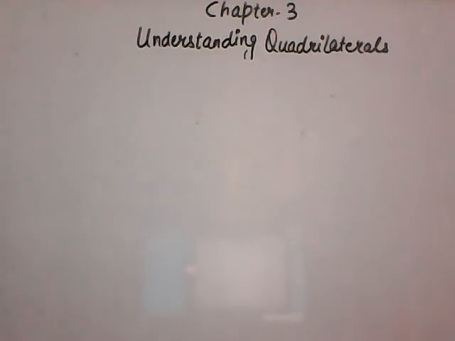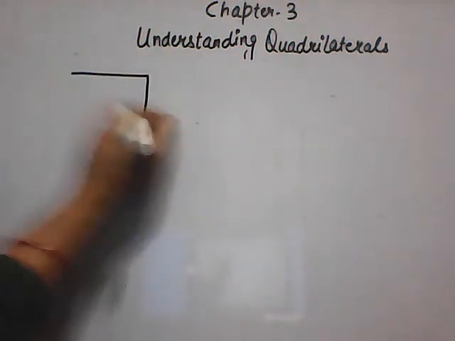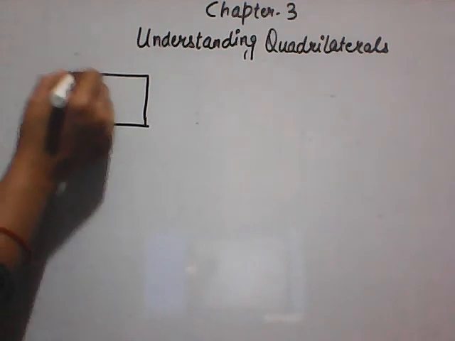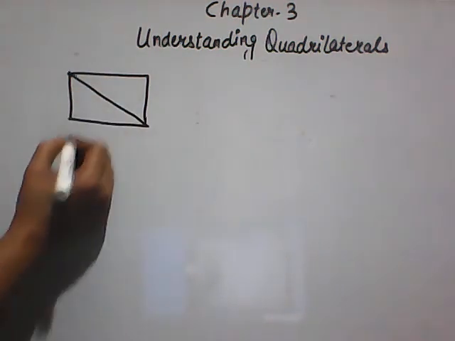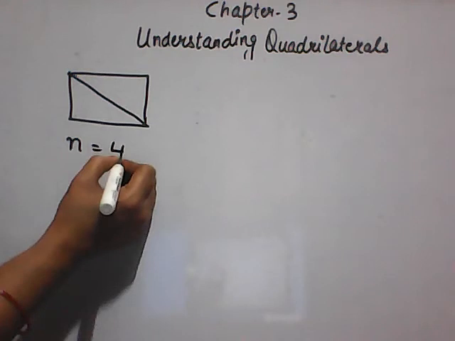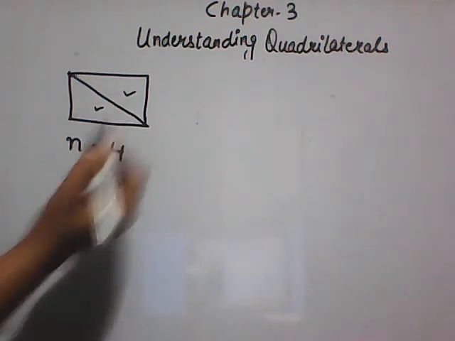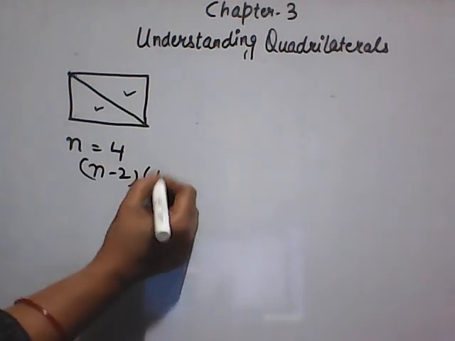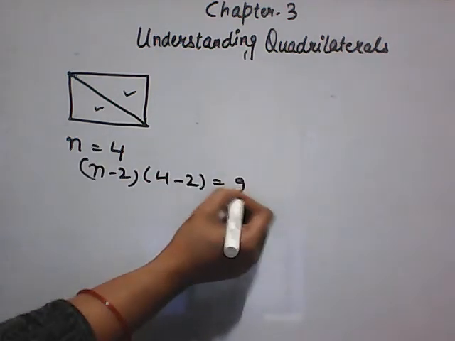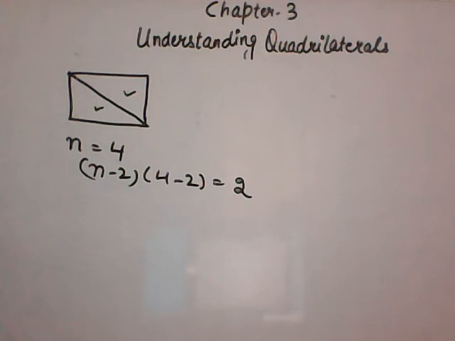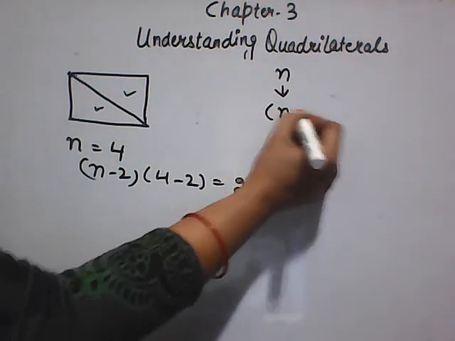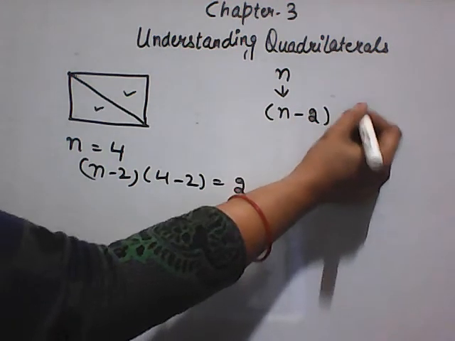A polygon of n sides can be divided into n minus 2 triangles. Suppose this is a polygon of n sides, here 4 sides. How many triangles does it have? 2 triangles, n minus 2. That means 4 minus 2, that is equal to 2. So a polygon of n sides can be divided into n minus 2 triangles.